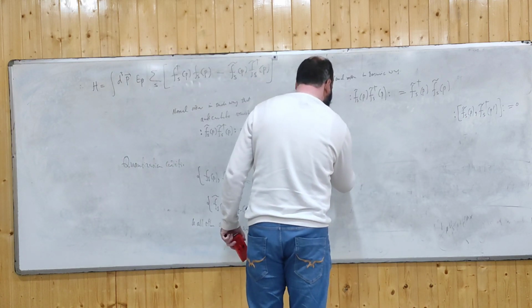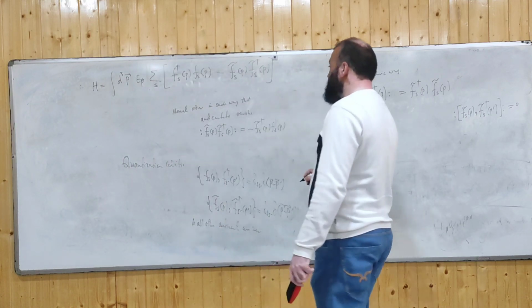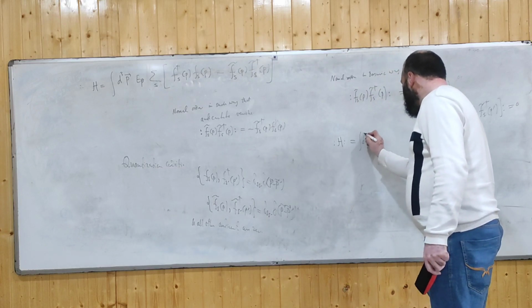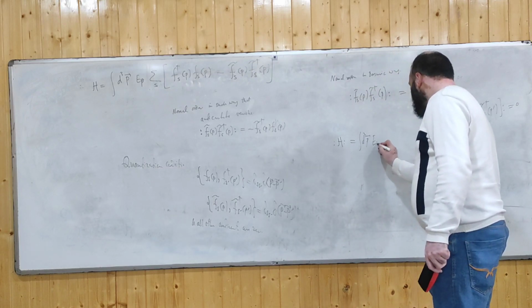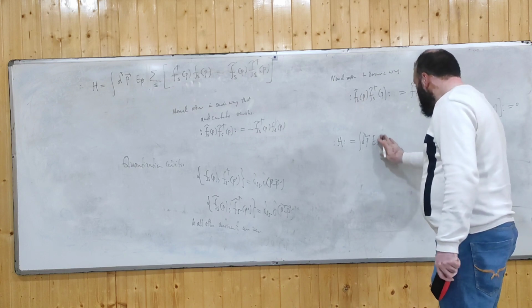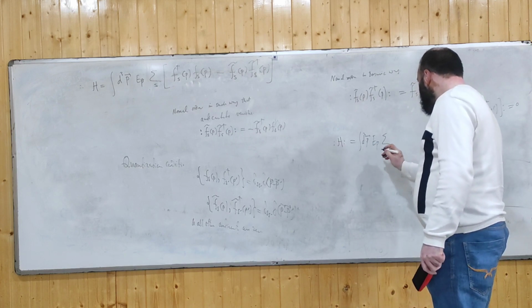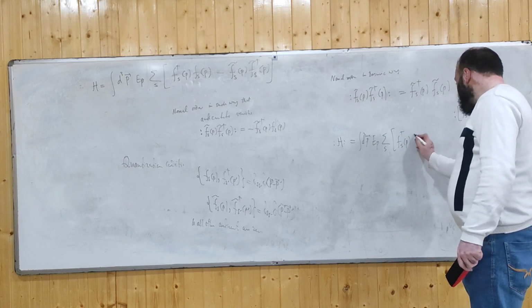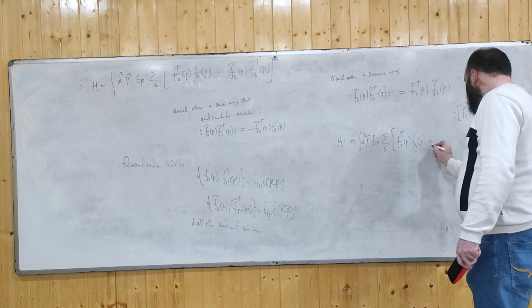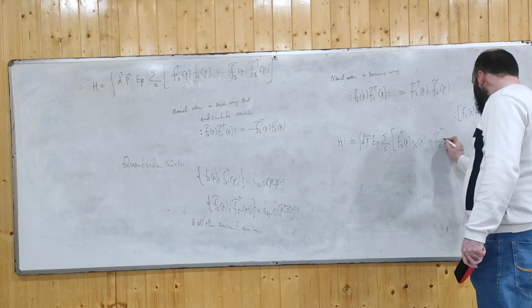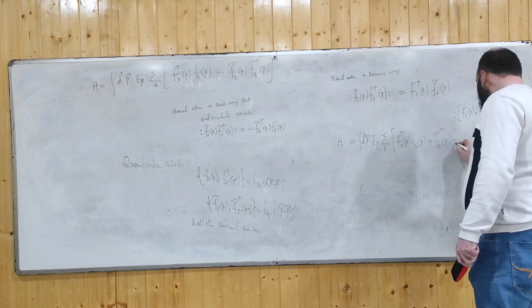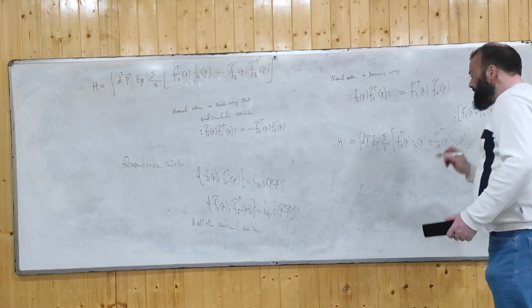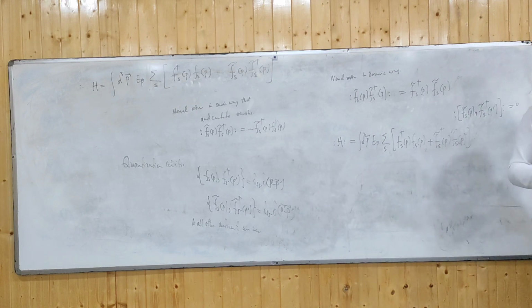So therefore I can write the normal ordered Hamiltonian this way. It will be simply integral d3p EP, and you are having the summation over S because both spin states will contribute. F dagger S P F S P plus F tilde dagger S P F tilde S P. Clear? So that means the energy is contributed by both the particle and the antiparticle. Got it?